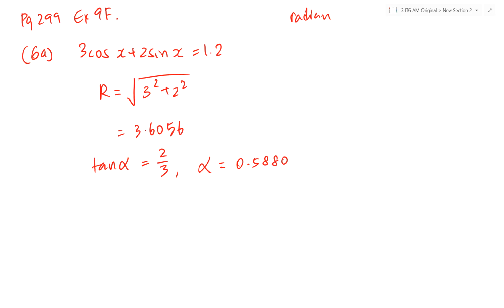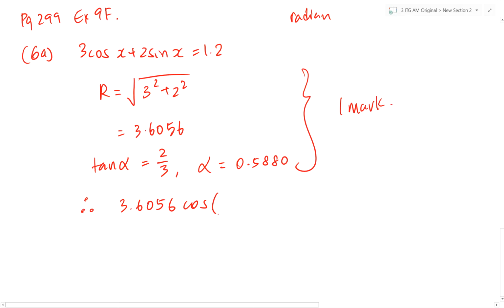Anybody lost at writing these few steps? 1 mark. Anybody lost? If not, then we can continue already. So we have 3.6056 cosine x. What's the sign over here? Is it a plus or a minus? Look at the board. Minus. We change the sign. 0.5880. So how do you know when to choose sine or cosine? Depending on what term appears first. Okay? So from here you can solve this already.